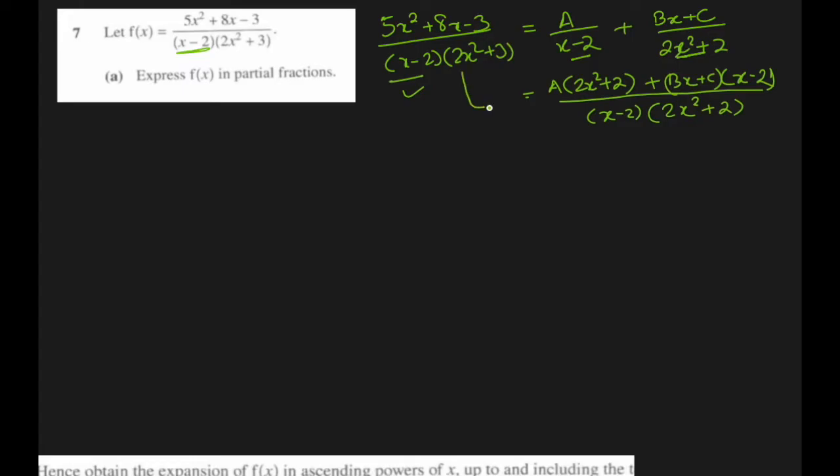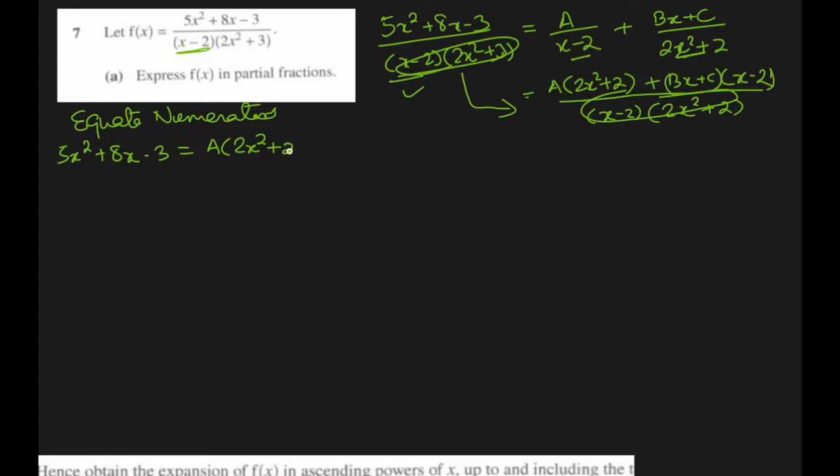Now compare this and this. They have exactly the same denominator. That means we can equate the numerators only. So equate numerators. The first one is 5x squared plus 8x minus 3. The right side will be A times (2x squared plus 3) plus (Bx plus C) times (x minus 2).